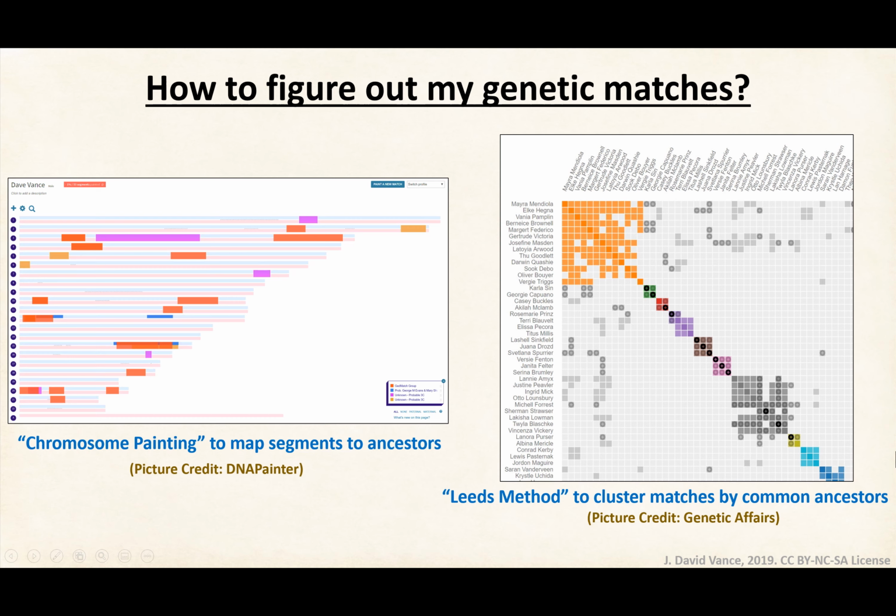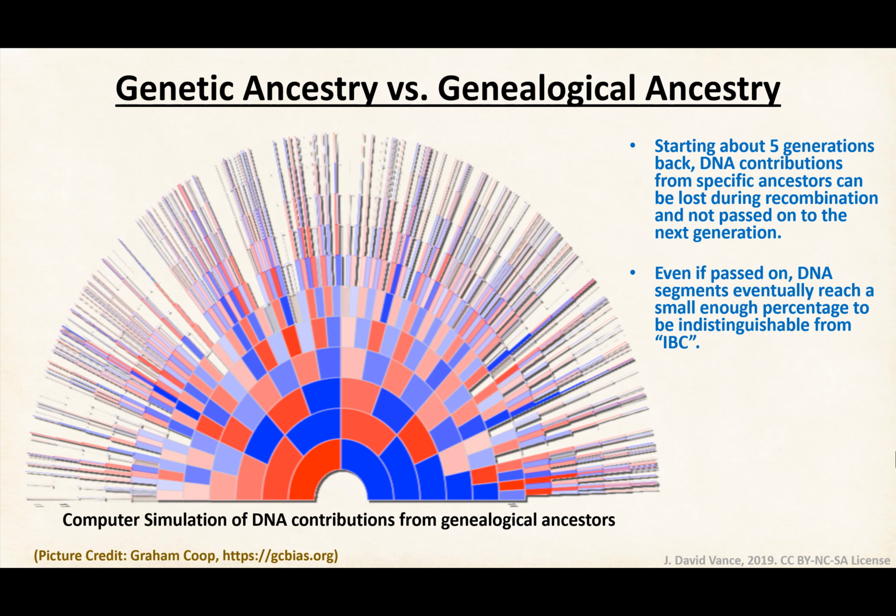Now, as you do this, as you start to analyze your information in more detail, be aware of what I said before. Now, this is a rather busy chart, but the point of the chart is to show you that your genetic ancestry is not identical to your genealogical ancestry, because back around this 5 to 9 generation point is when you start to lose DNA. So this is a computer simulation of the ancestry that you inherit from your father and your mother. Each one is colored a different color, so there's red and blue for paternal and maternal DNA contributions.